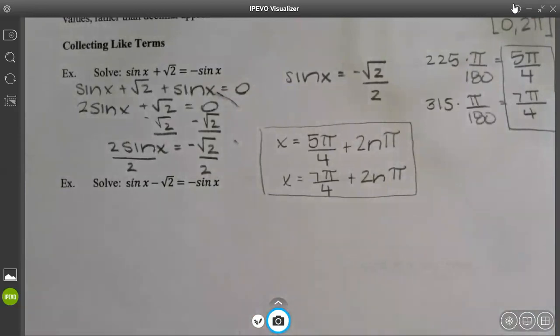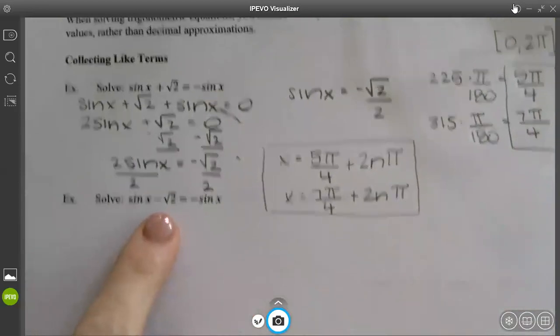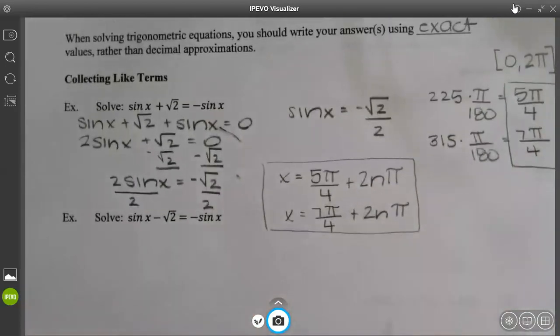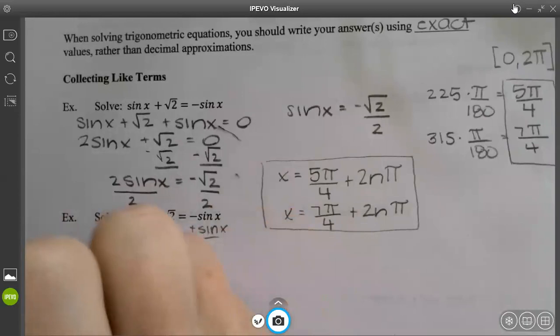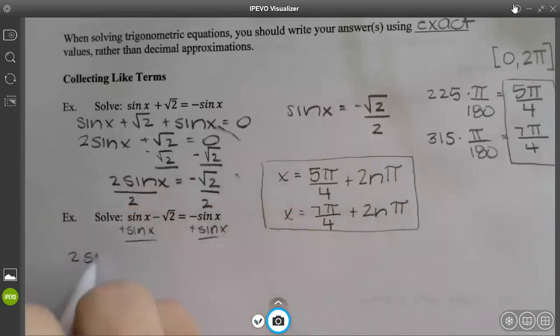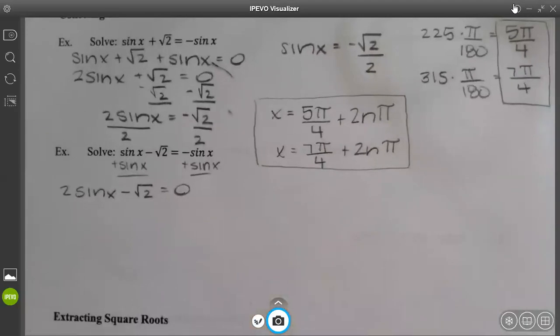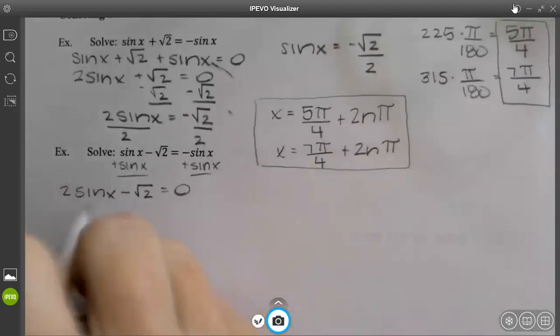Okay, so this is the same exact question, except we have a minus square root of 2. So how did I solve? I added the sine. So if I add sine x, what do I get? 2 sine x. I got a minus square root of 2 equals 0. Add the square root of 2.